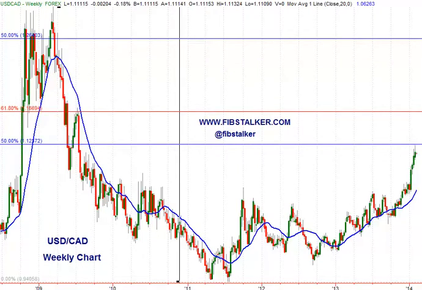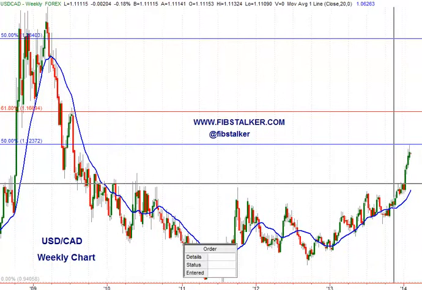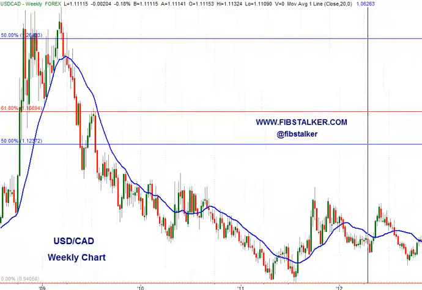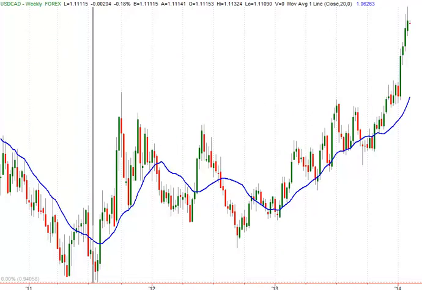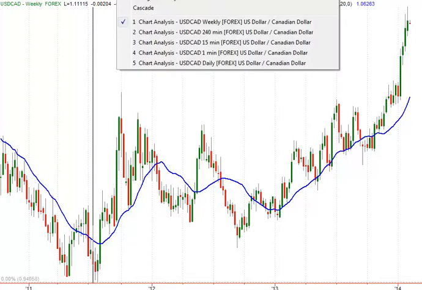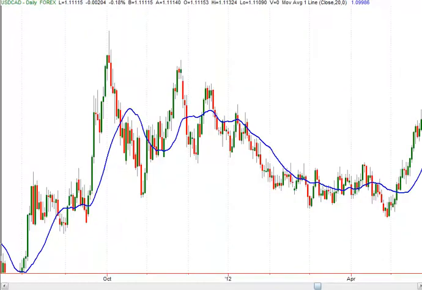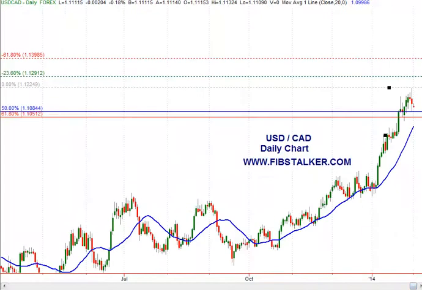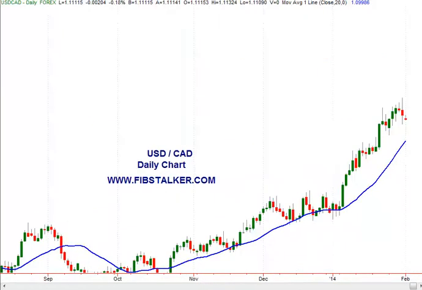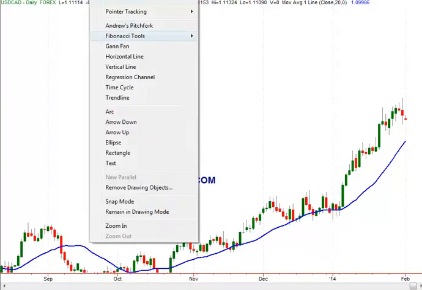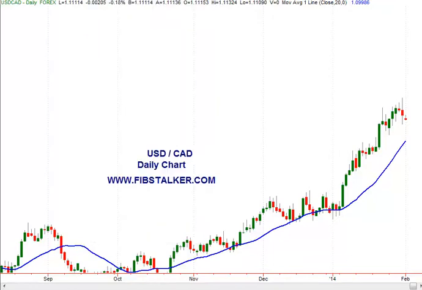We saw this resistance 112.37. I'll show you on the daily chart how we can actually time this resistance, how we can actually test using the fib stalking technique on the daily chart. We can actually test the existence and the participation on the downside from bears at that level.